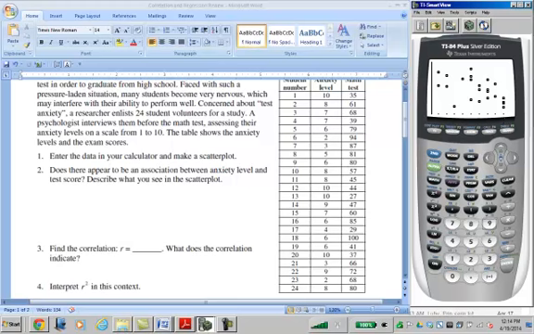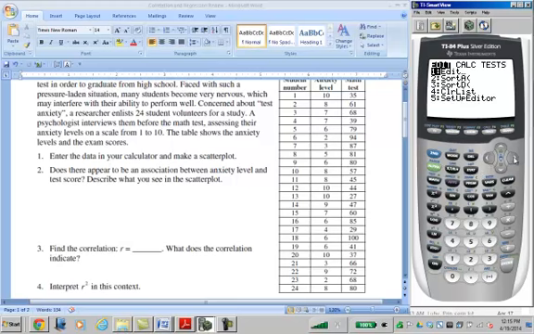Okay, so now we're going to run the data. Now, first thing we got to do, question 3 wants R. So we have to do second, and then 0 for catalog, and then hit the inverse key for the letter D, and then arrow down to diagnostic on. I went too far here. Diagnostic on, hit enter, and enter again. Okay, diagnostic is now turned on.